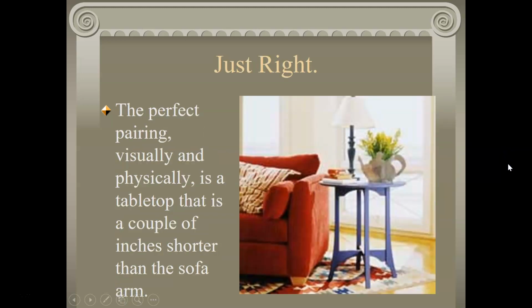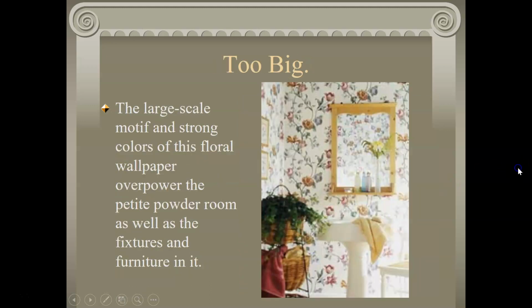Just right. The perfect pairing visually and physically is a tabletop that is a couple of inches shorter than the sofa arm. So see how it just reaches it? And you could easily stretch your arm across and use it.